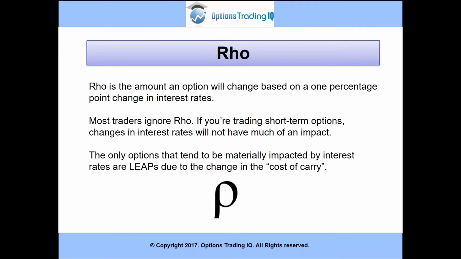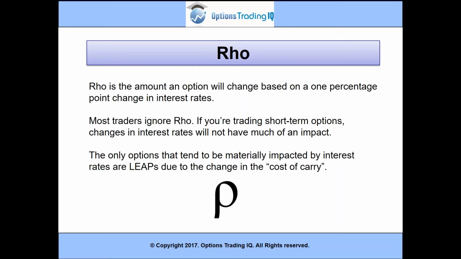Easy, right? Okay, so Rho, again, is the amount an option will change based on a 1 percentage point change in interest rates. Most traders ignore Rho. If you're trading short-term options, monthly, even 2 months, changes in interest rates are not going to have much of an impact at all. The only options that tend to be materially impacted by interest rates are LEAP options, long-term options, due to the change in the cost of carry.